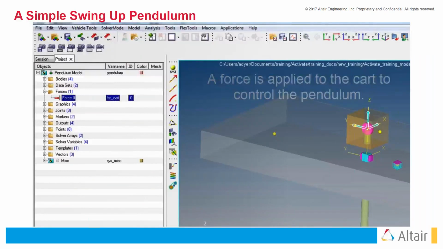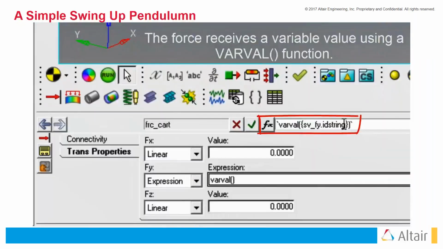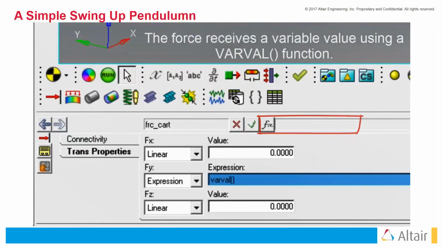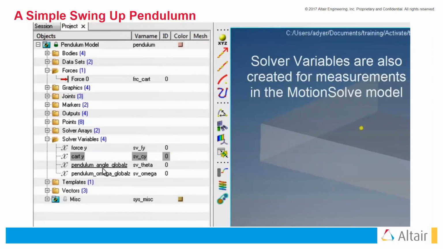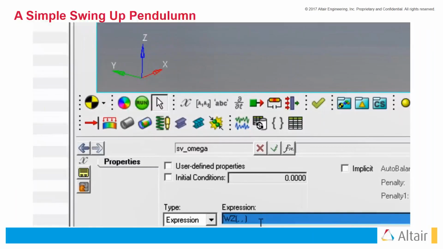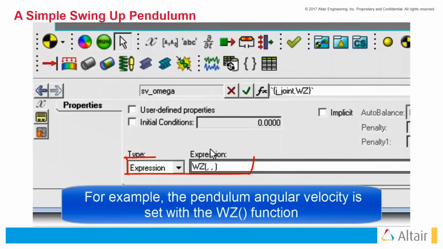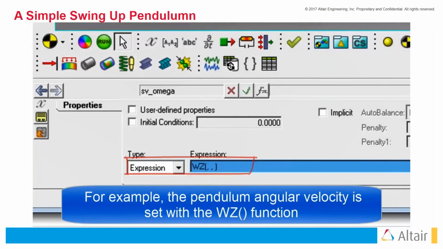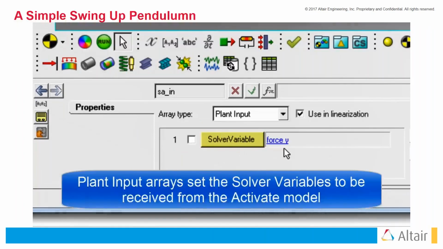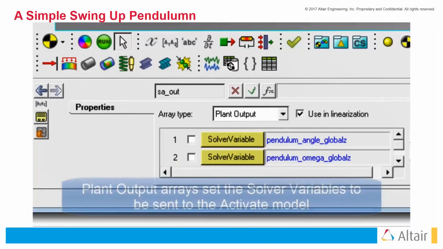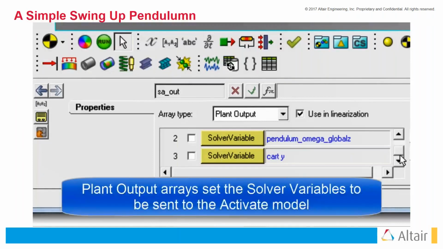Now we're setting up the variables. Force. You have a solver variable also created for measuring the MotionSolve model, pendulum. So you're setting up the expression here, type an expression. So this will be the input to your Activate, the solver variables, the planned output of MotionSolve.